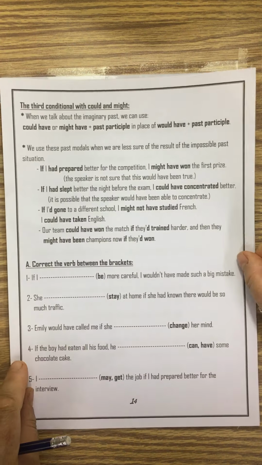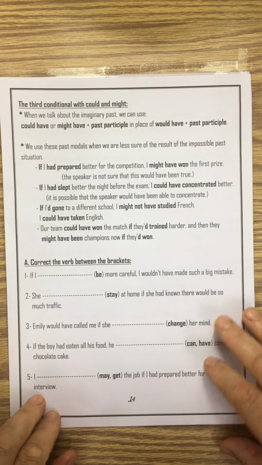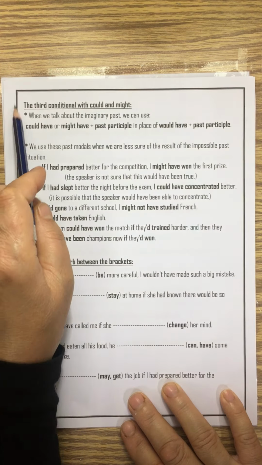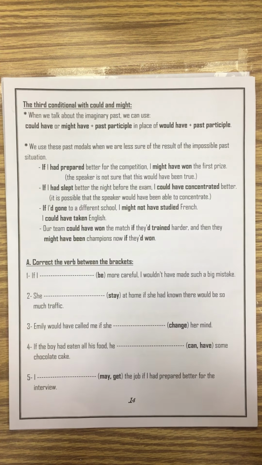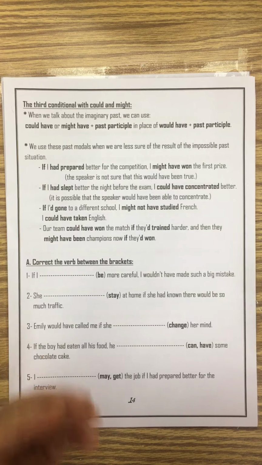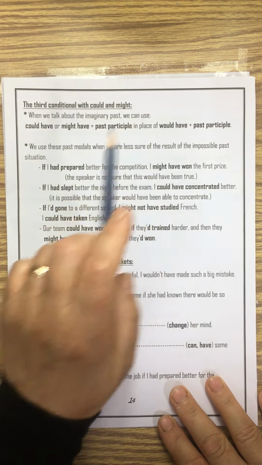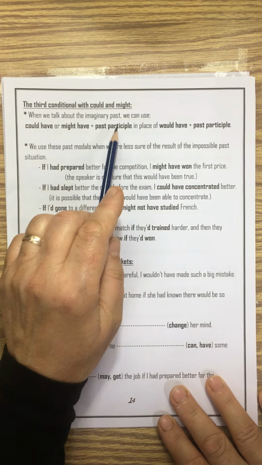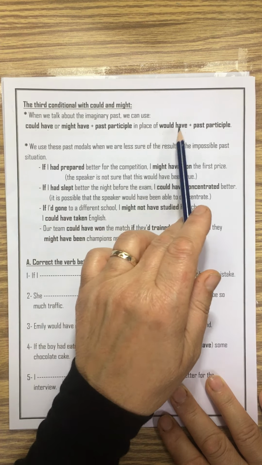Now on page 14 they say the third conditional. Now the third conditional with could and might يعني احنا ممكن نستخدم كمان مش بس will or would, we can use also could or might. When we talk about imaginary past we can use could have مش بس would have. Could have or might have plus past participle in place في مكان ال would have أو بدل ال would have.